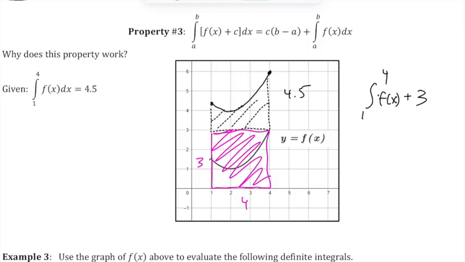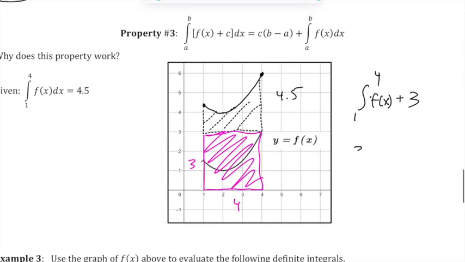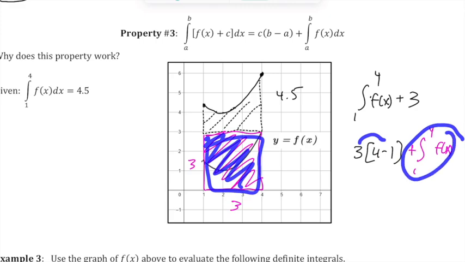And so if I did the property that it shows, this would be 3. Again, because we have our constant that's moved outside. And then we're going to take 4 minus 1. Oh, and I can't count, sorry. This is 3. And then plus, you have your integral from 1 to 4 of f of x. So this new area is going to be 3 times 3, which is this rectangle, plus my original area, which was here.